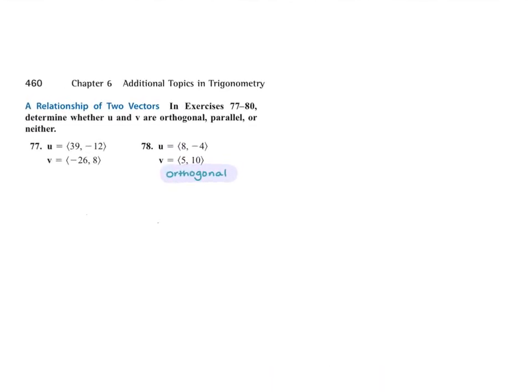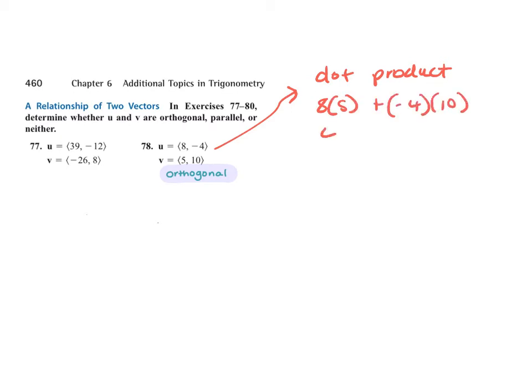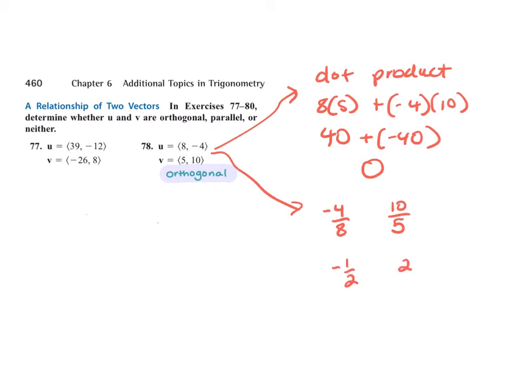So remember that there's 3 ways, right? One thing I could do is find the dot product of these two. I could do 8 times 5 plus -4 times 10, 40 plus a -40. And if the dot product's 0, it is. Or I could find their slopes, right? So if I did the slopes, it'd be -4 over 8 and 10 over 5. And that's -1/2, and that's +2. If they're opposite reciprocals, it's also perpendicular, right?